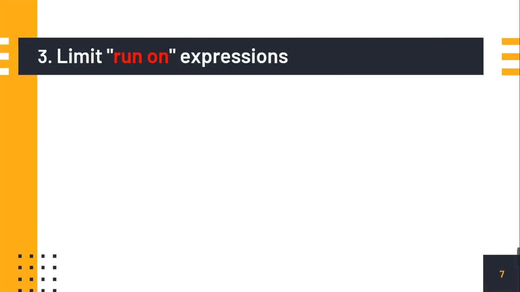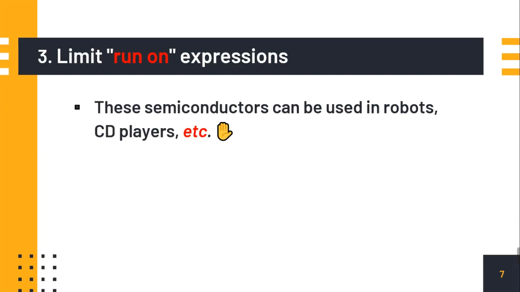Okay, the next point is limit run-on expressions. What are run-on expressions? We can see it in the example. These semiconductors can be used in robots, CD players, etc. So the run-on is the word in red.